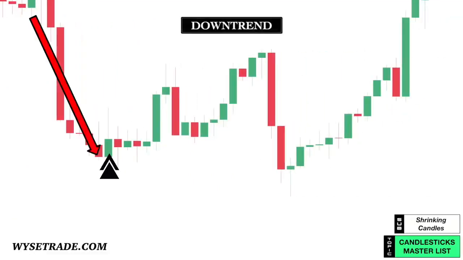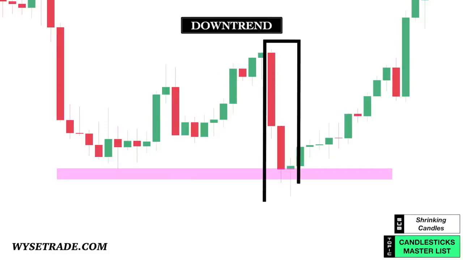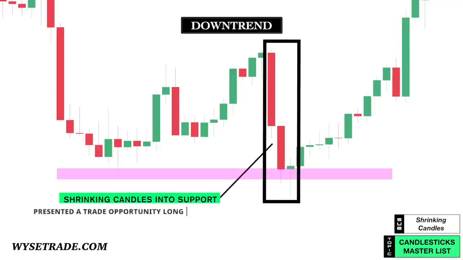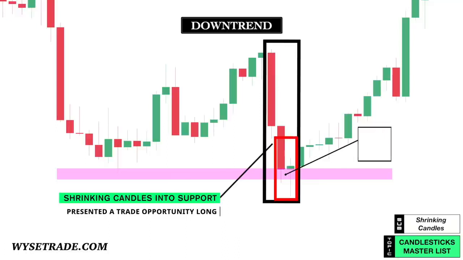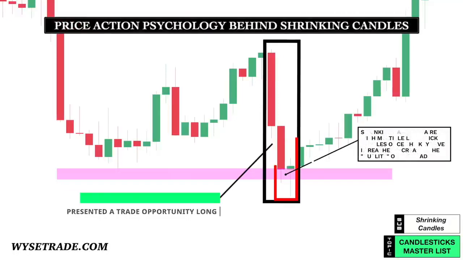Price came down, hit and reversed, giving you a key level of support. As price starts approaching the key level, notice how the candles get smaller and smaller in size, which presents a trade opportunity long. Again, notice how the shrinking candles finish with multiple long wick candles, which increases the quality of the trade setup. So what is the price action psychology behind this?